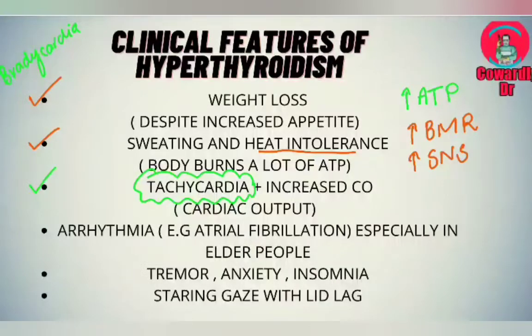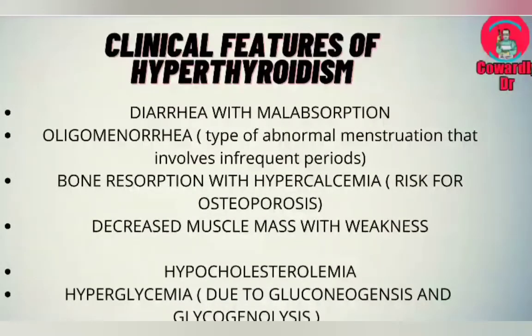So there will be arrhythmia, especially in elderly people. There can be tremors, anxiety, insomnia. There can be a staring gaze with lid lag. Also we can see diarrhea, and oligomenorrhea, which is abnormal menstruation. We can see bone resorption with hypercalcemia. We can see decreased muscle mass with some sort of weakness.